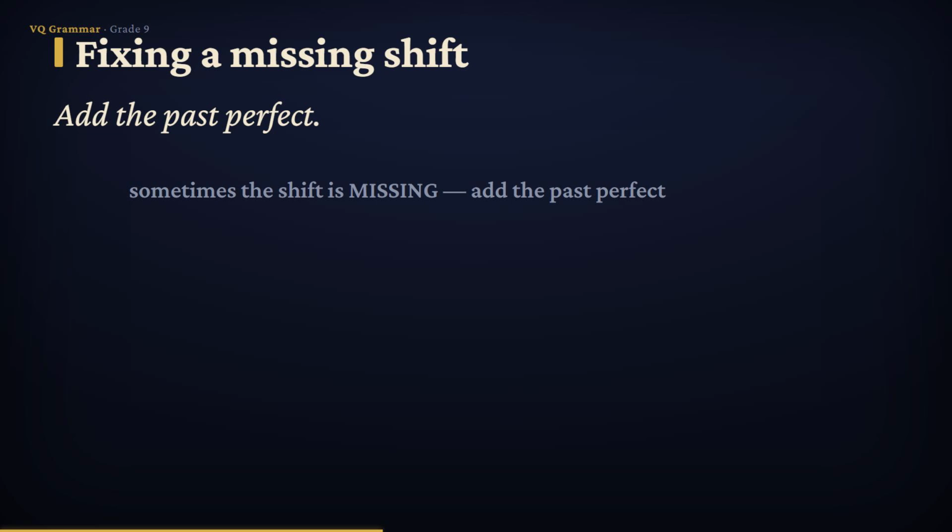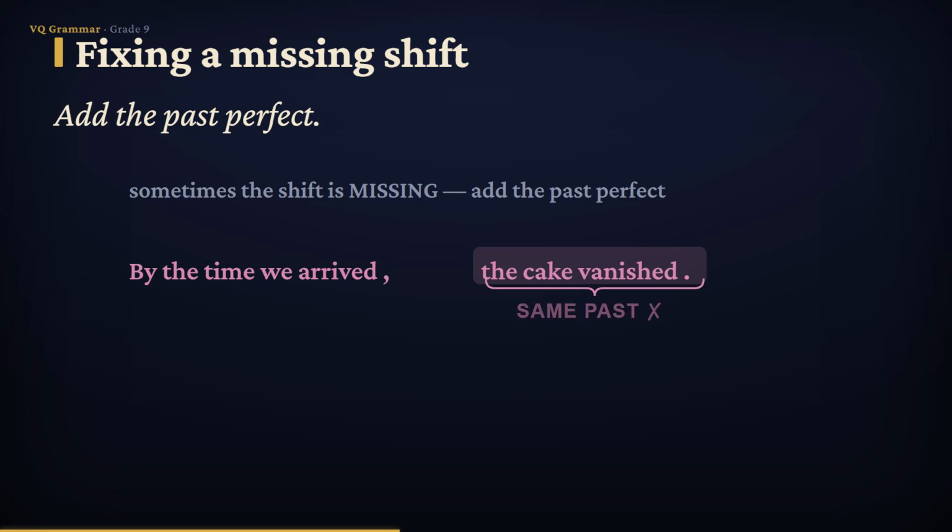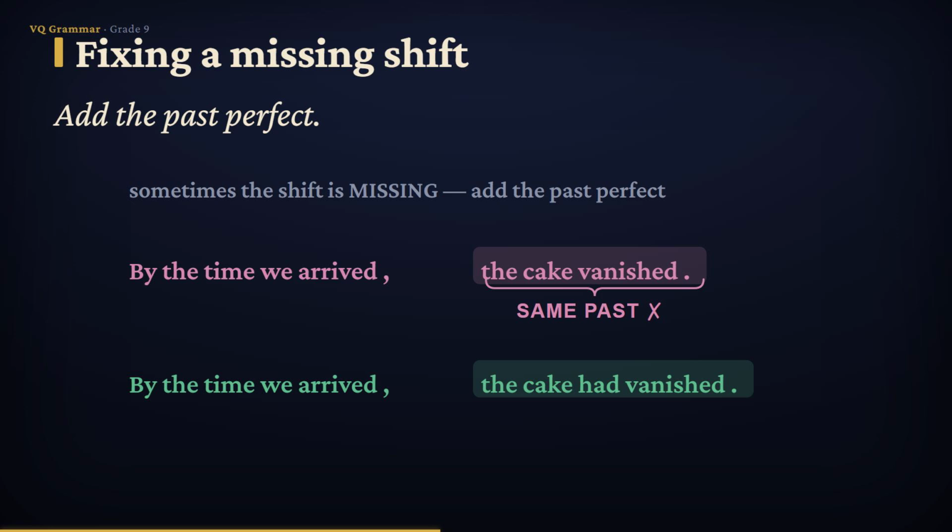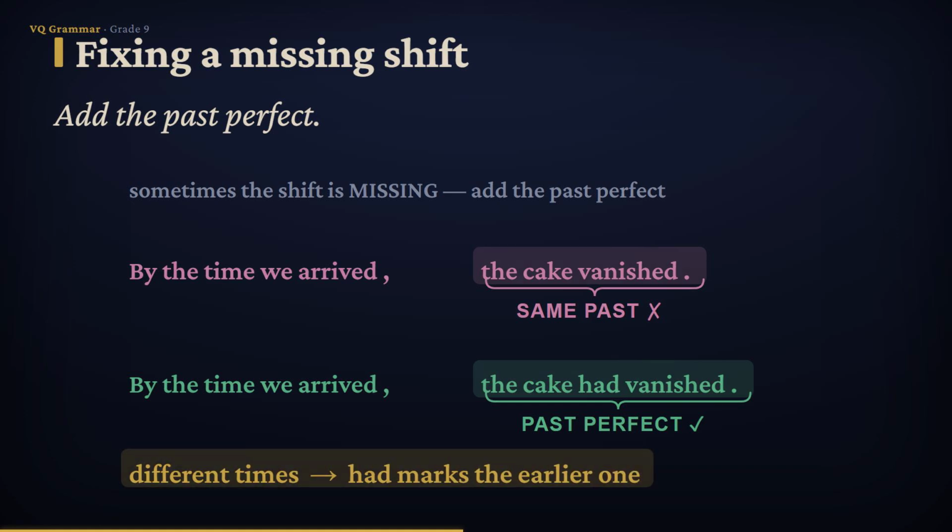Sometimes the shift is missing when you actually need one. Here's a wrong version. By the time we arrived, the cake vanished. Both verbs are plain past, which makes it sound like the cake vanished at the exact moment we arrived. But that's not the story. The cake was already gone. So we shift the earlier action into the past perfect. By the time we arrived, the cake had vanished. Now, had vanished clearly happened first, before we arrived. Different times, so we shift, and had marks the earlier one.